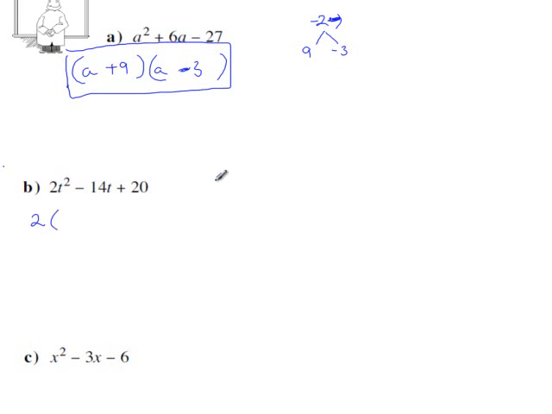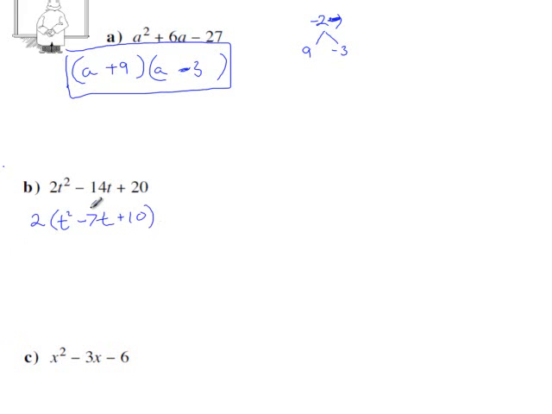Then to find out what's inside the brackets, divide each term by your greatest common factor. So 2t squared divided by 2 is just t squared. Negative 14t divided by 2 is negative 7t. And 20 divided by 2 is 10.